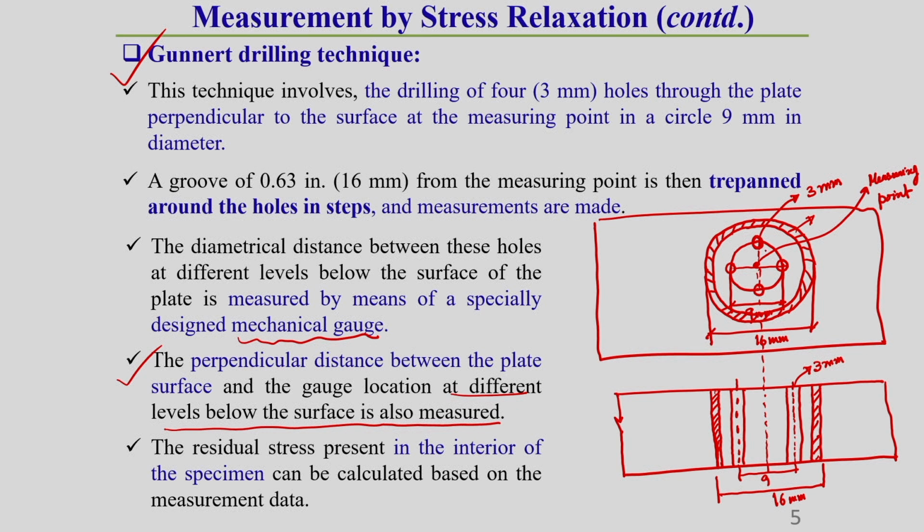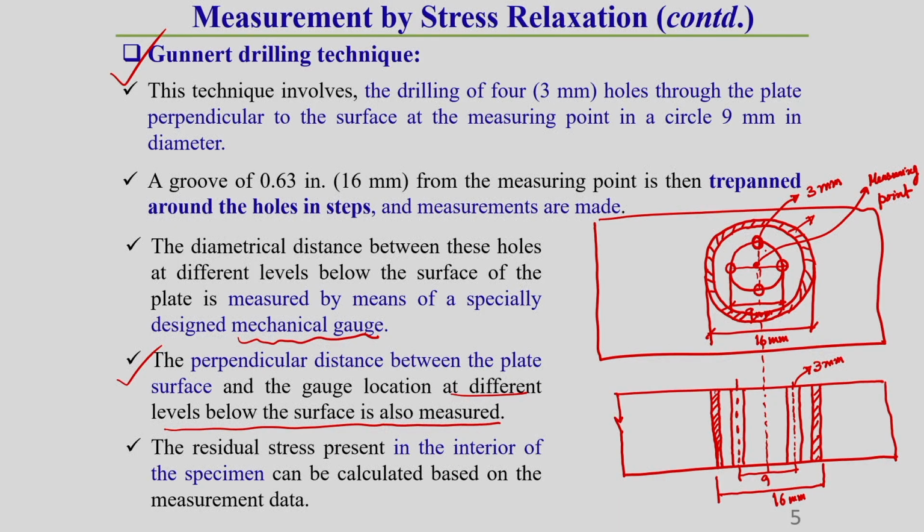due to this trepanning operation, the distance between this hole, the stress will be released. So, once this stress is released, the diametral distance between one drilled hole to another drilled hole will be changed, correct. So, that changed distance we generally measure every time at different steps. So, depending upon the different depths, whatever the distance between drilled holes we are measuring, from there, at different depth locations, whatever residual stress is there, we can easily measure.